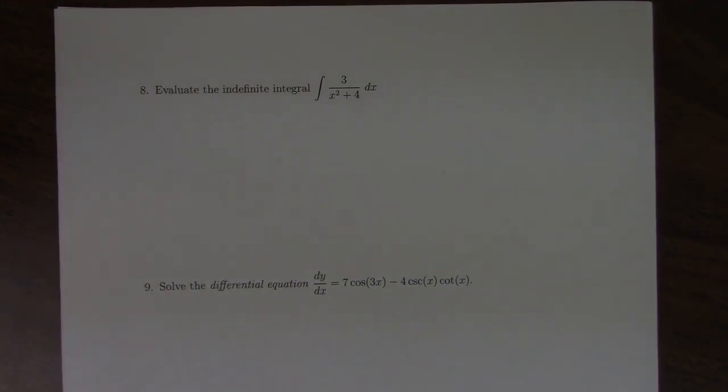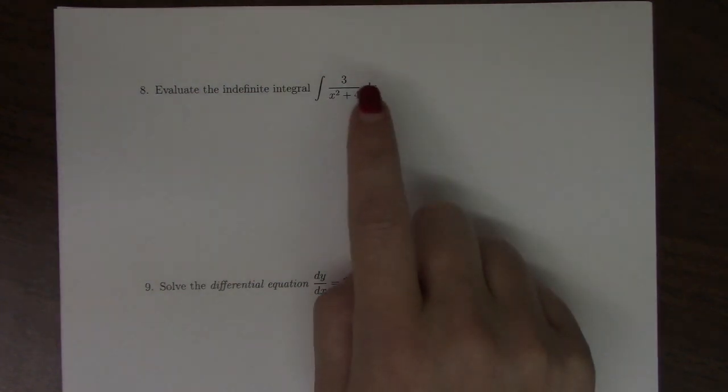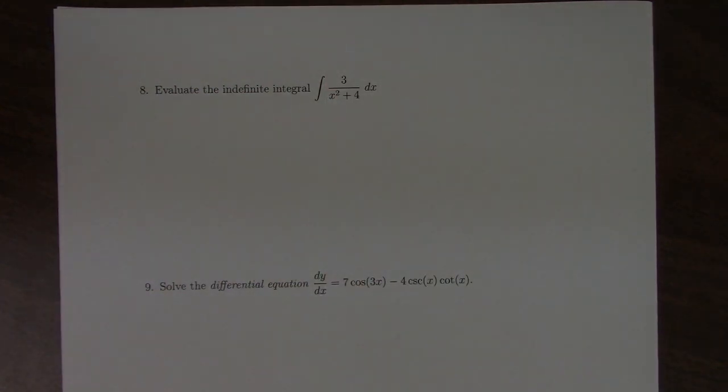Number 8 looks like some form of arctan. I see an x squared in the bottom, but the derivative of arctan of x is 1 over x squared plus 1. So I need to deal with these two constants. So I'm going to rewrite this and try to make the inside of the integral look as much like the form of the derivative that I'm used to for arctan of x.